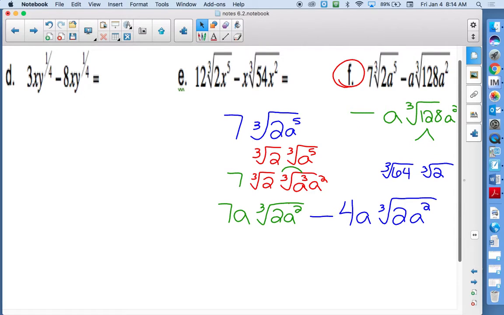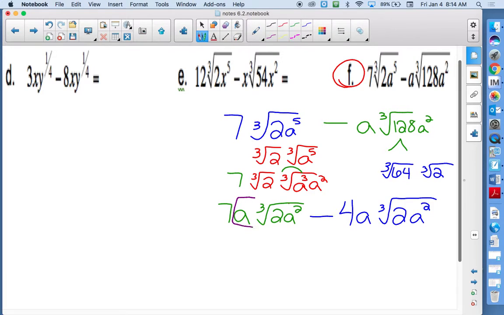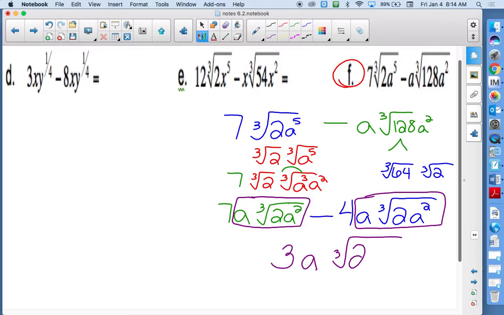So the number here, 128, breaks down. But a squared does not, because it's less than the power outside, so it just stays underneath. So the goal is to have the like term part, and that's everything after the number. So once they're identical, then you can subtract 7 minus 4, which is 3. We have an a, and then the cube root of 2a squared.